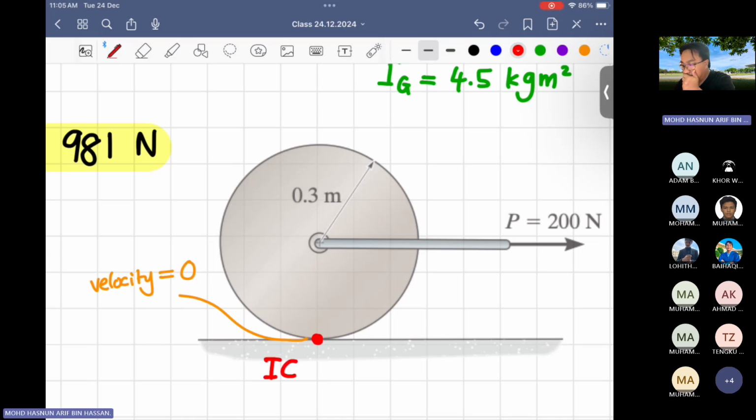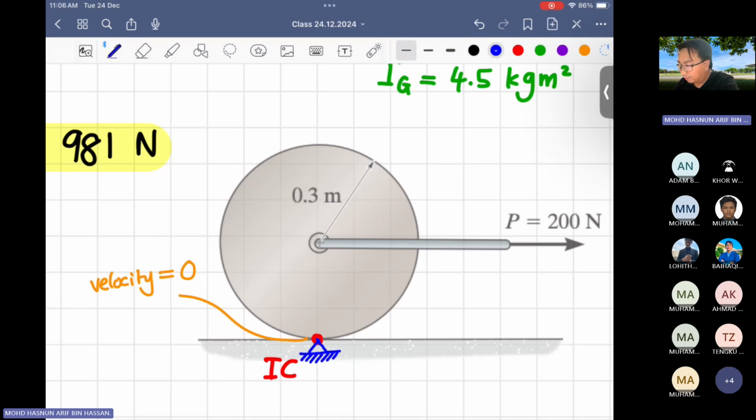So what is the location of IC? IC is the point where the velocity is zero. So if we can imagine that as if there is a pin connection here, the cylinder is rotating about that point. That is what IC means.